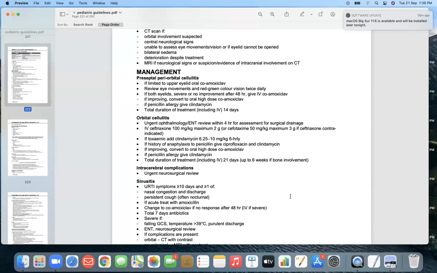If there is involvement of bone, then you have to continue up to 6 weeks. Whatever may be the duration of ceftriaxone, maybe you gave ceftriaxone for 5 to 7 days, then you wanted to change to oral high dose co-amoxiclav, but the total duration of your antibiotics will be 21 days. Then if there is bone involvement, it will be 6 weeks.